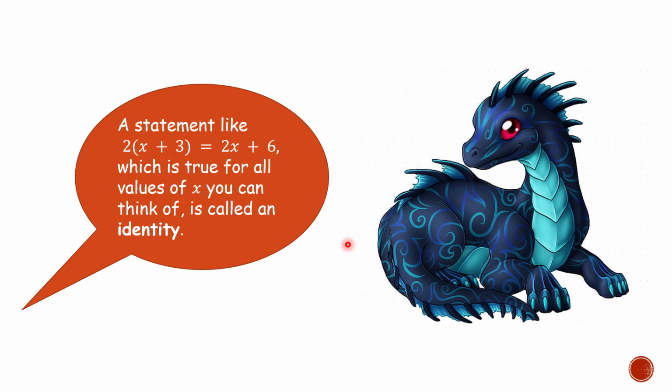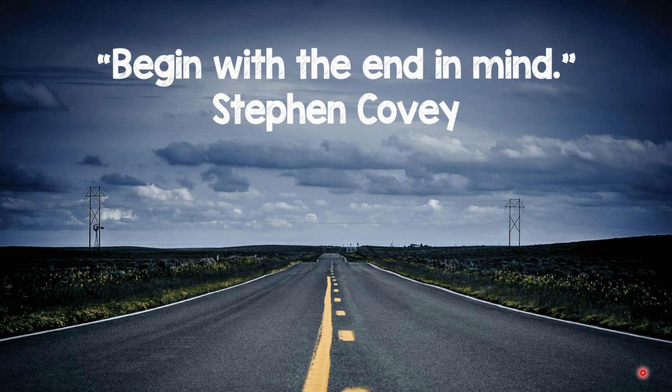An identity is a statement like 2 times the bracket x plus 3, that is 2x plus 6. And this is true for all values of x. So this is called an identity. This means x can be negative 3, and if x is negative 3, the left-hand side will be equal to the right-hand side. So x can be any number, and then the left-hand side will be equal to the right-hand side. Let's begin with the end in mind.